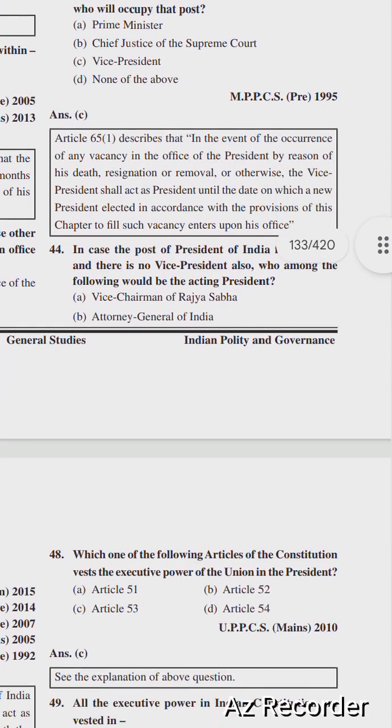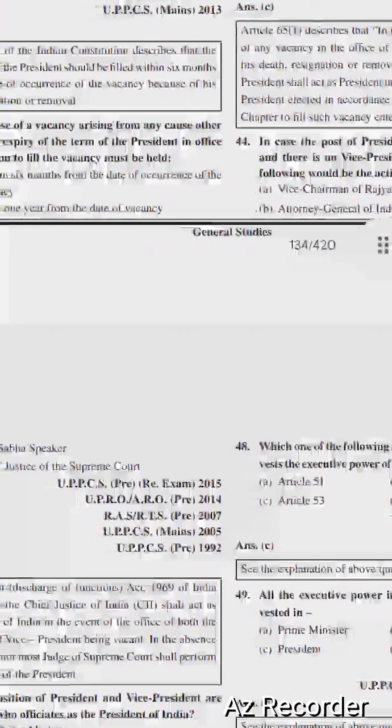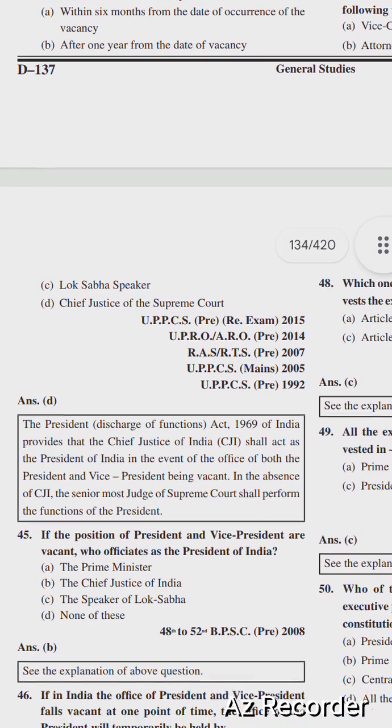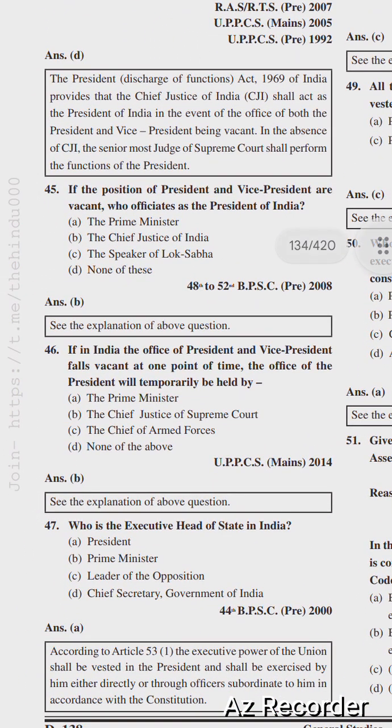So next question is, in case the post of President of India falls vacant and there is no Vice President also, who among the following would be acting President? Vice Chairman of Rajya Sabha, Attorney General of India, Lok Sabha Speaker, or Chief Justice of the Supreme Court? Right option is option number D, Chief Justice of the Supreme Court.